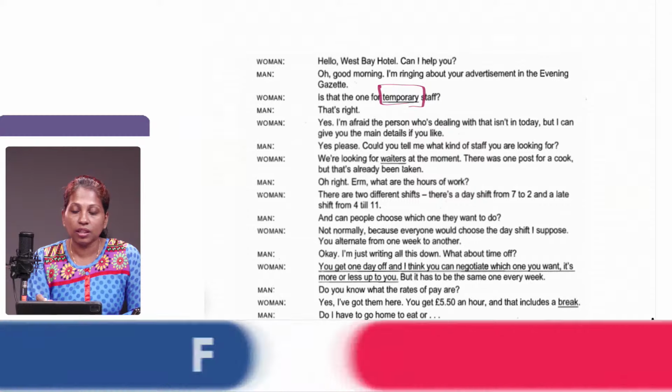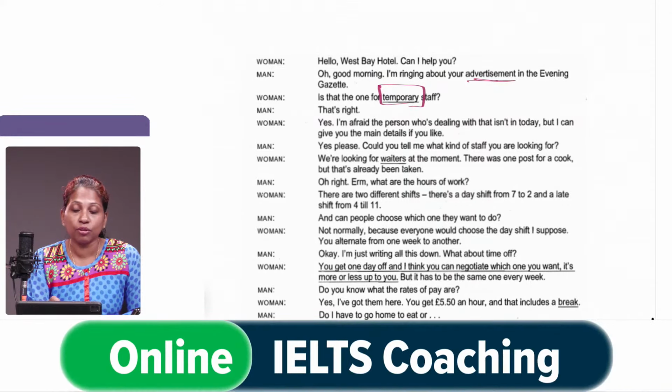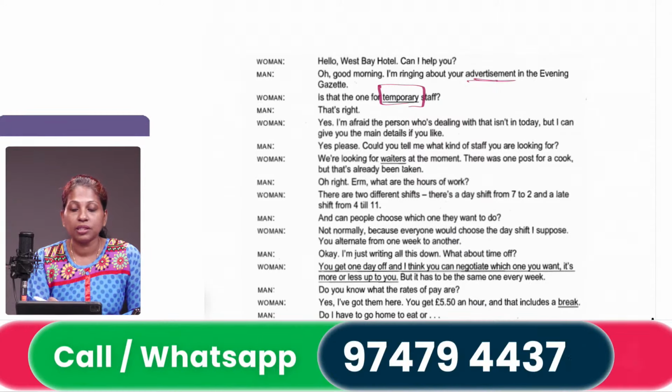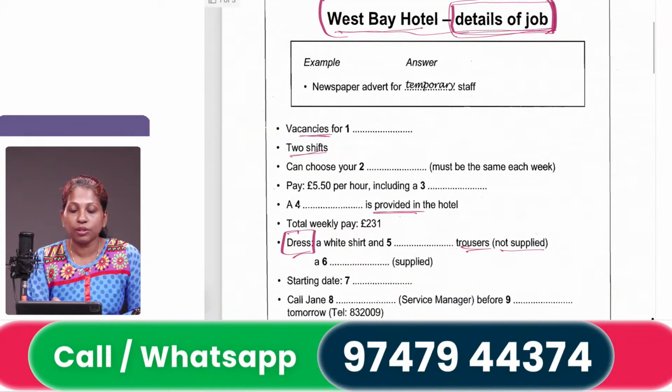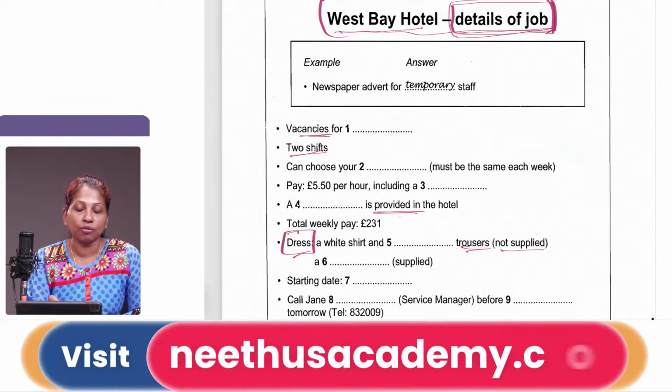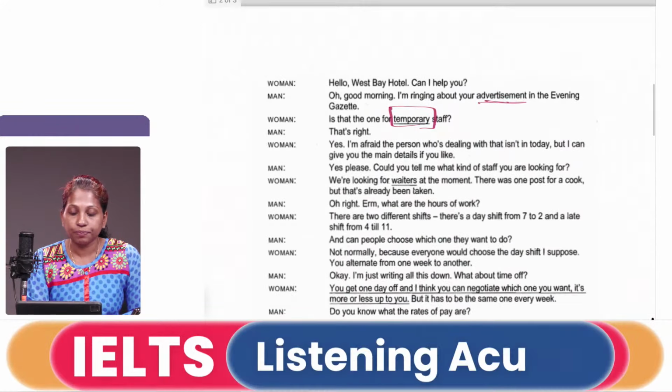Now this is an advertisement in the Evening Gazette. What was the advertisement? It was, is that the one for the temporary staff? The answer is that's right. That's why the answer in the example says advertisement, newspaper advert for temporary staff. Advert is a short form for advertisement. Advertisement is also known as advert or ad, which we say. So that is temporary staff, right?